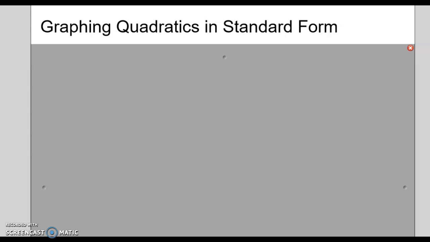Hi, this video is going to go through guided notes on graphing quadratics in standard form. So in Friday's Google Meet, we did vertex form, which was similar to what we saw with transformations. What's different with standard form is literally the way it looks. So it's still a quadratic, it's just going to look a little bit different.